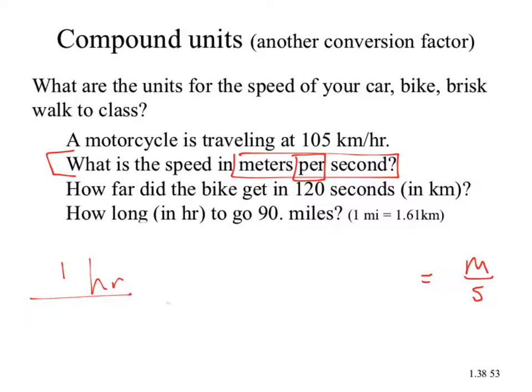Something to do with those. Start with 1,000. I'm not saying you're wrong. But I'm definitely not saying you're right. Kilometers over hours. I have 105 kilometers in 1 hour. Are those two things the same? Is kilometers the same thing as meters? No. Is hours the same thing as seconds? How do we know that?